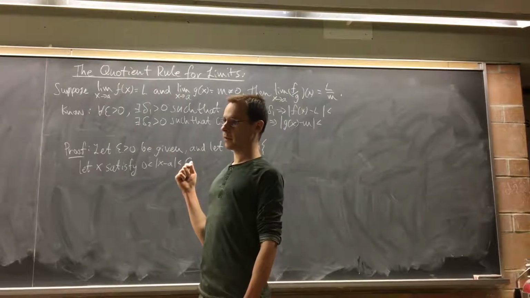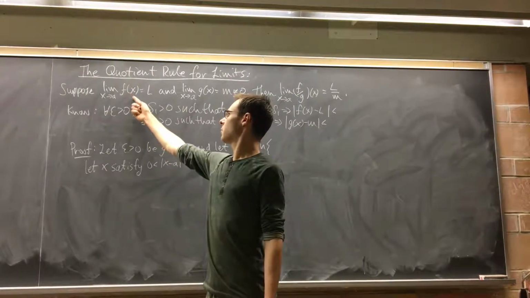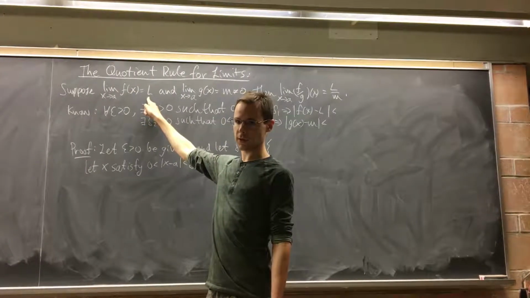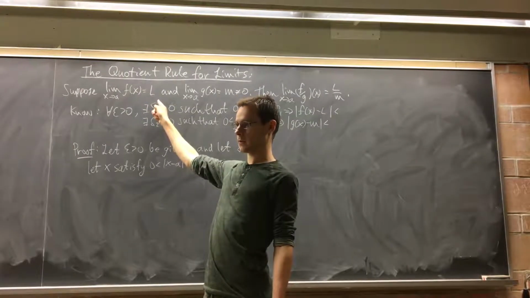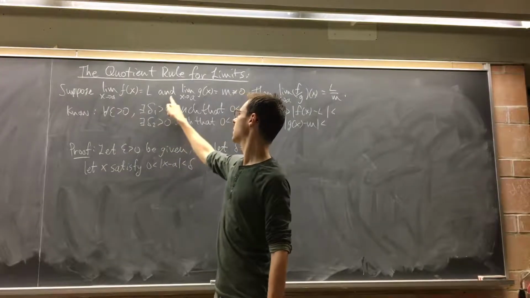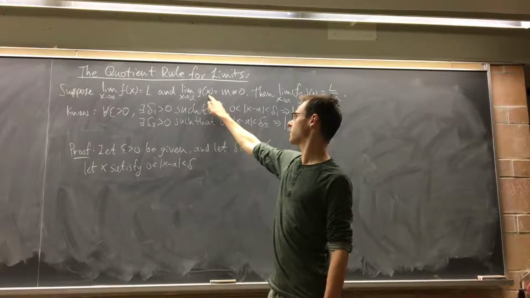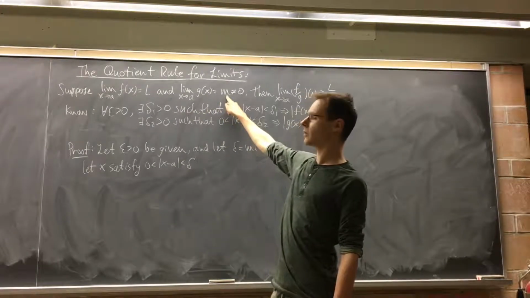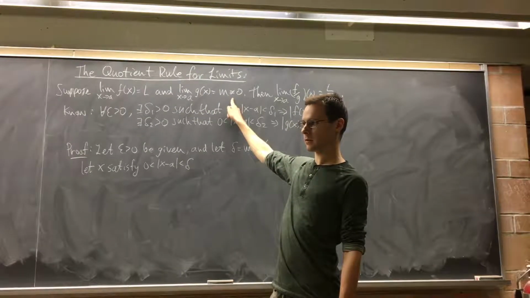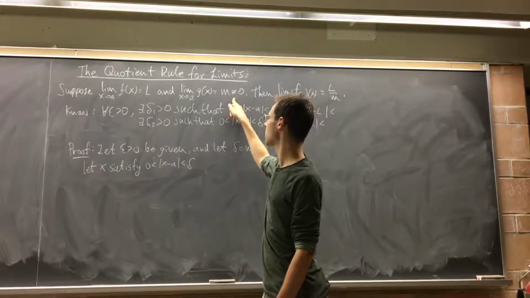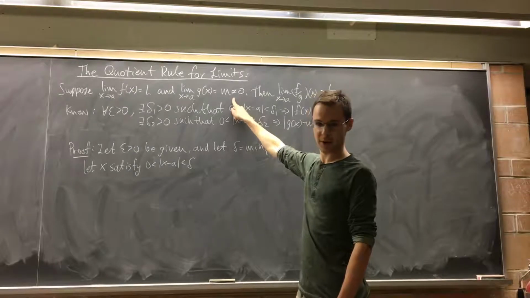Here's what the quotient rule for limits states, first of all. We're assuming that the limit as x approaches a of f of x exists and equals L. There are no restrictions on what L can be, or a. And we're assuming that the limit as x approaches a of g of x exists and equals m. And here we need to suppose that m is not equal to 0. Okay? Since division by 0 is a problem.